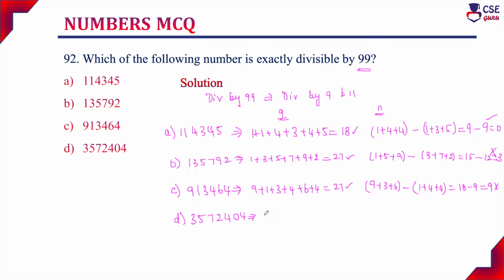Next option D, the value is 25. So it is not divisible by 9. So the correct answer is option A, 114345. It is divisible by both 9 and 11. So it is divisible by 99.